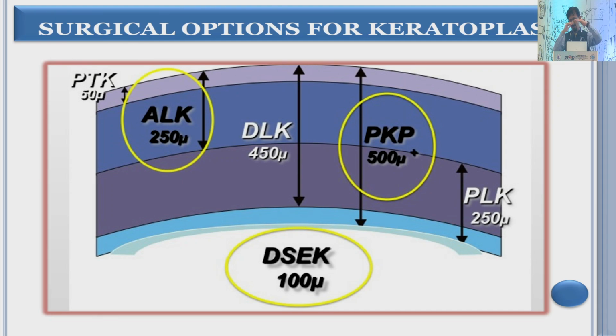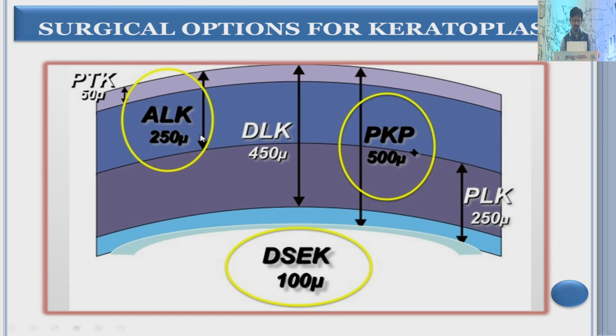But if it's up to 100 microns, you can debride the epithelium, which is about 50 to 60 microns, and ablate for about 40 microns. Once you are ablating, put mitomycin C 0.02% for 45 seconds. If the opacity is involving deeper down, up to 200 or 250 microns, then you can do a sutureless superficial anterior laminar keratoplasty.